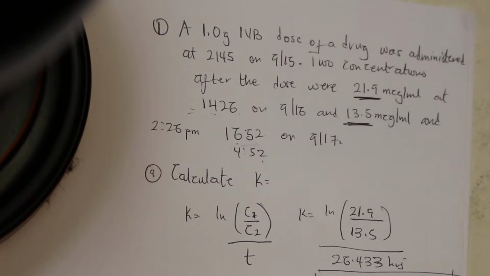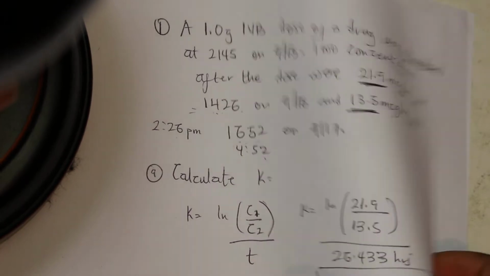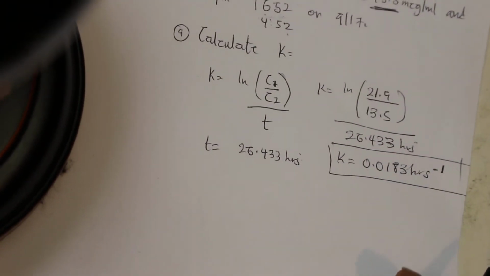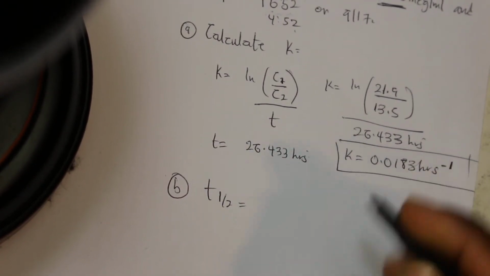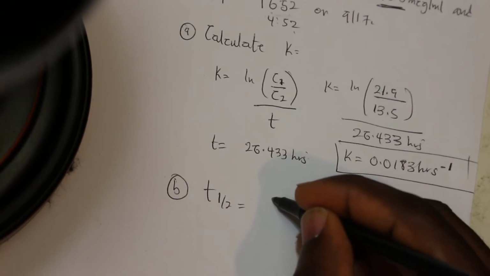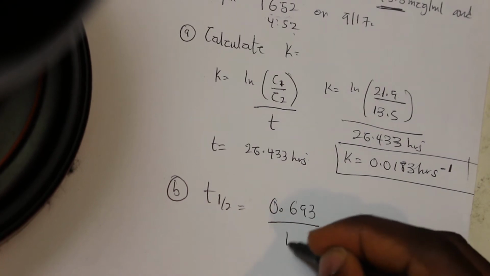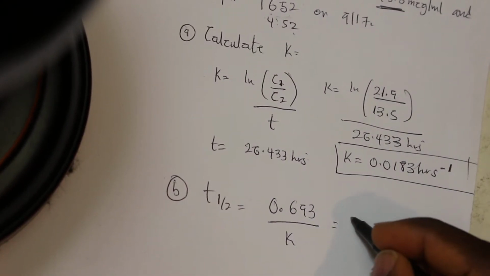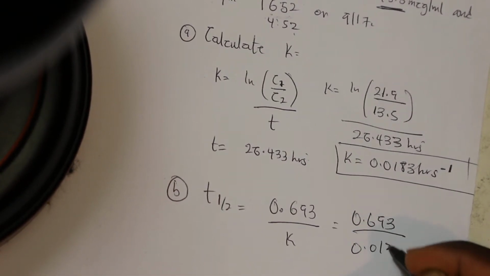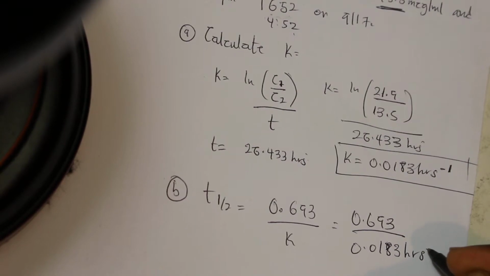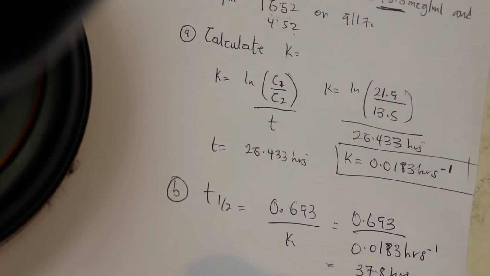Once you get K, we can calculate the half-life, which is part B. The formula is t half-life equals 0.693 divided by K. Now we have K, so just plug it in: 0.693 divided by 0.0183 hours inverse, and that comes out to be 37.8 hours.